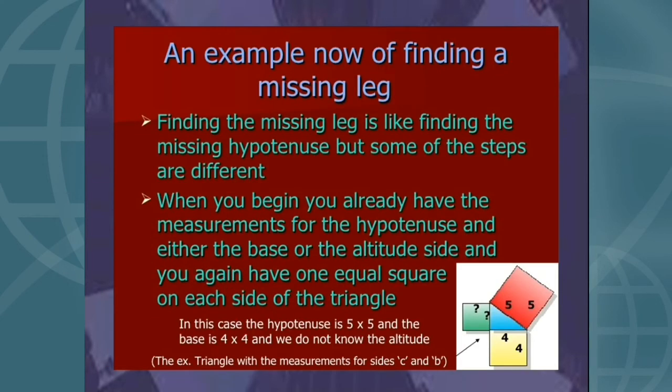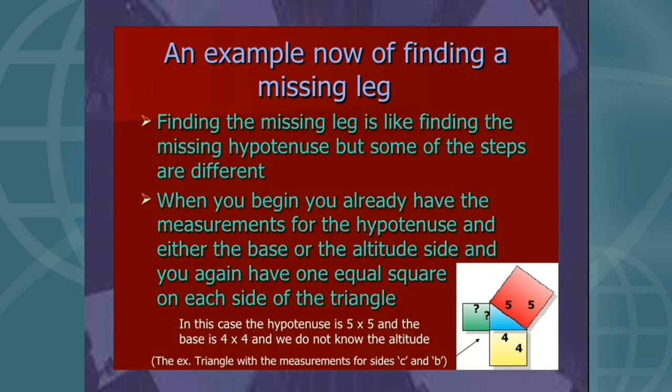Next, an example now of finding the missing leg. So, we got the way to find the missing hypotenuse. Now, we're going to find the missing leg. Finding the missing leg is like finding the missing hypotenuse, but some of the steps are different.